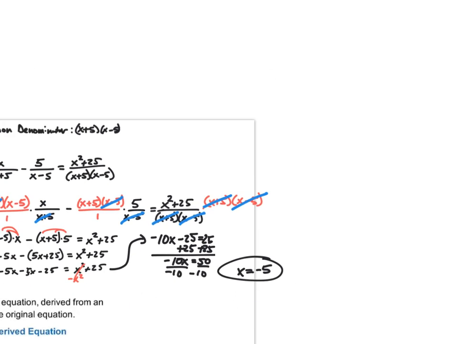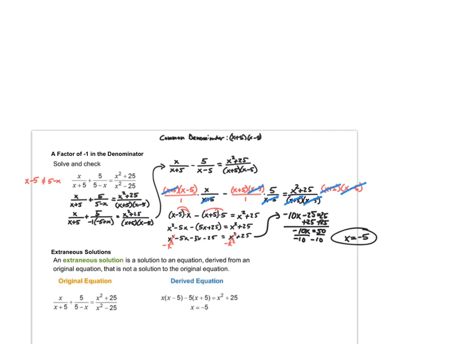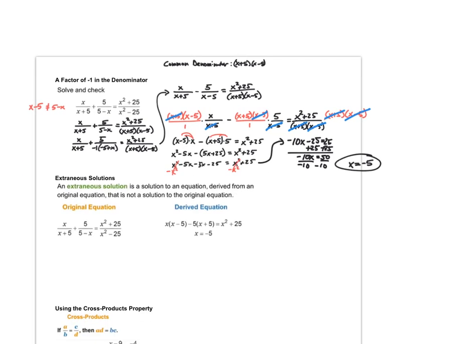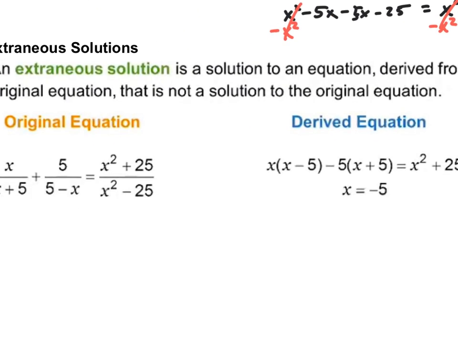Now, all right, so we've solved that. Now, let's talk about what we call an extraneous solution. So when we take our original equation, which is what we had, and we turned it into some sort of derived equation, and we arrived at x equals negative 5. Well, what's the problem with that? There's an issue with this.